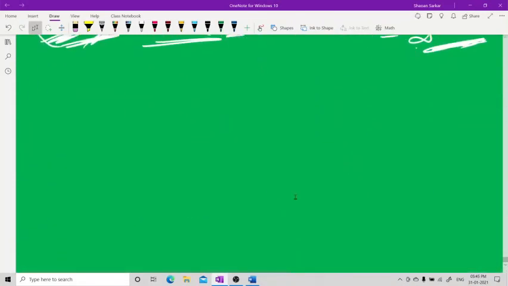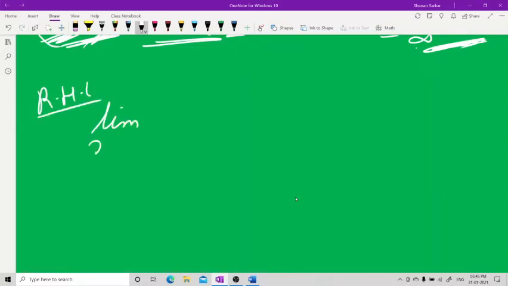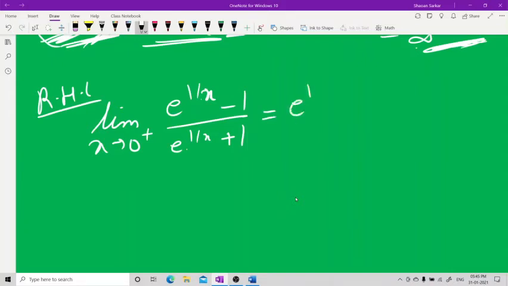See what we had. Let us take the RHL. Limit x tending to 0 plus of e to the power of 1 upon x minus 1 upon e to the power of 1 upon x plus 1. So if I put 0, it will be infinity by infinity. It's not a very big problem. So what I'll do is take e to the power of 1 upon x common here: 1 minus 1 upon e to the power of 1 upon x.